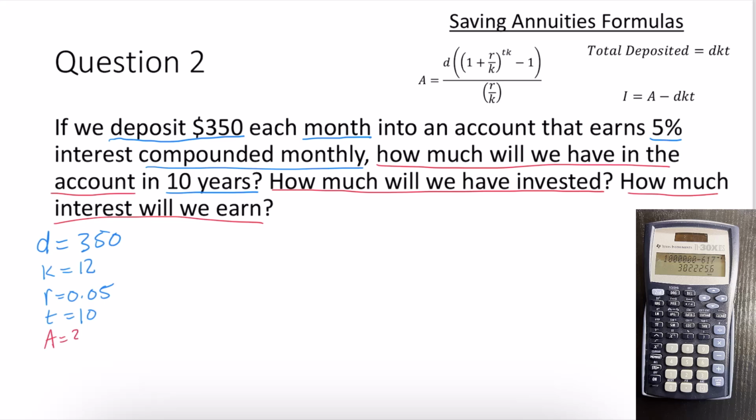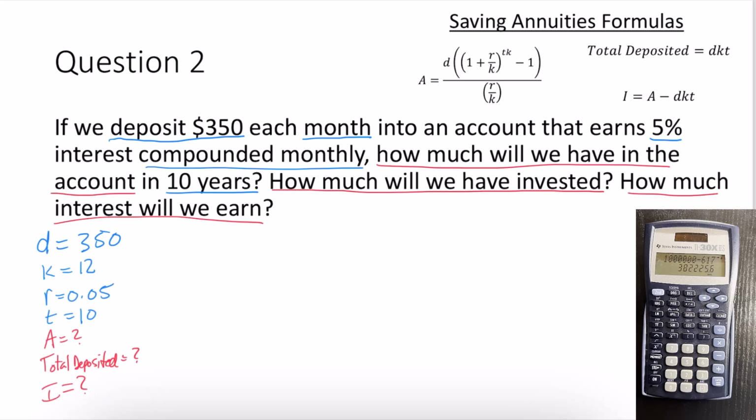That's the ending amount. And then we're also asked how much we would invest, which is going to be the total amount that we deposited. And then we're also asked for the interest. So that's how we would identify our variables. And then we'll start by solving them.